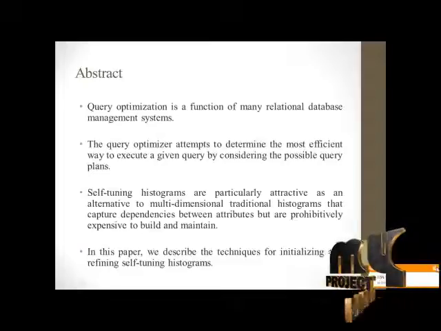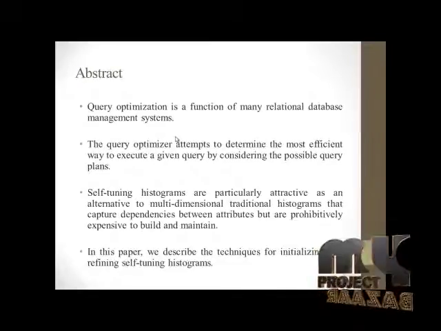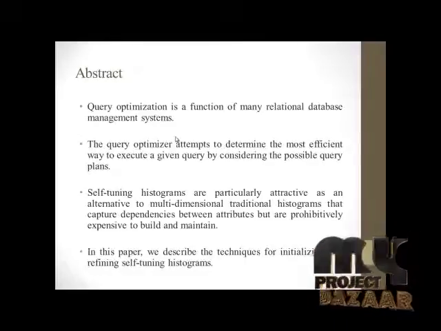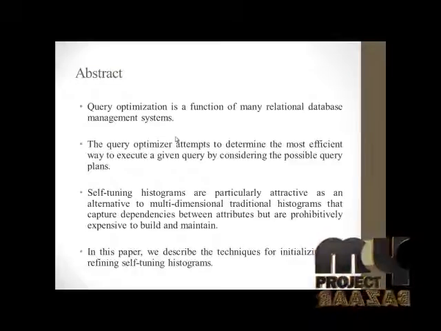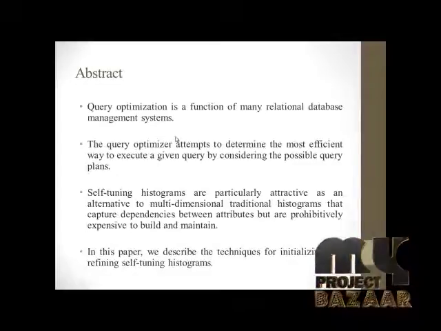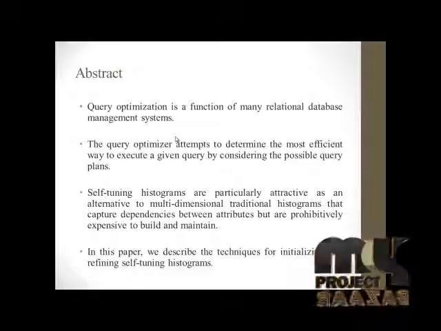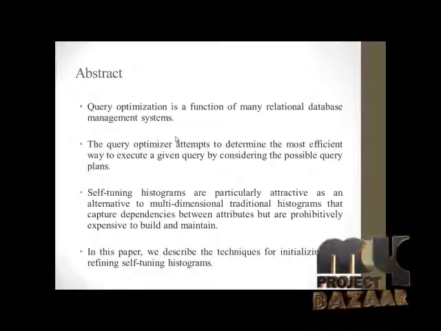Now let me discuss the abstract of our process. Query optimization is a function of many relational database management systems. The query optimizer attempts to determine the most efficient way to execute a given query by considering the possible query plans. Self-tuning histograms are particularly attractive as an alternative to traditional multidimensional histograms that capture dependencies between attributes but are prohibitively expensive to build and maintain.